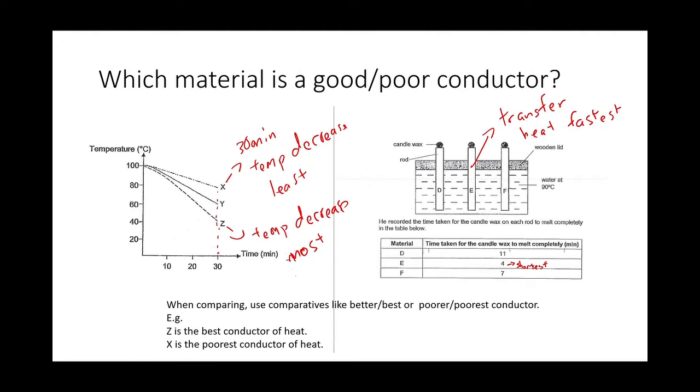For example, if you look at the graph on the left side, let's say X, Y, Z, maybe all of them are poor conductors. All of them are poor conductors. It's just that X is the poorest conductor of heat. So you cannot say that Z is a good conductor, because Z is also a poor conductor. Just that Z is the best conductor among all these three poor conductors. So that's why you should use comparative words. For example, you can say that Z is the best conductor of heat. You don't say Z is a good conductor, because maybe Z is a poor conductor. It's just that among the three, it is the best. Or you can say X is the poorest conductor.